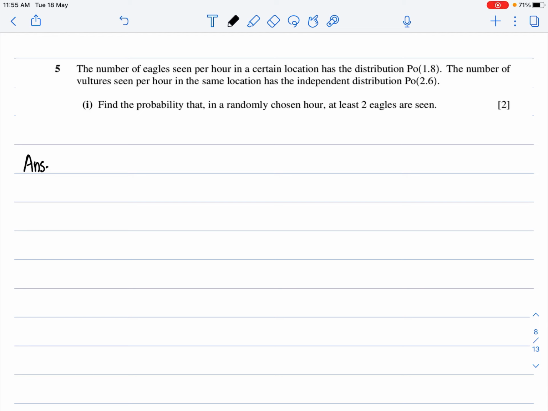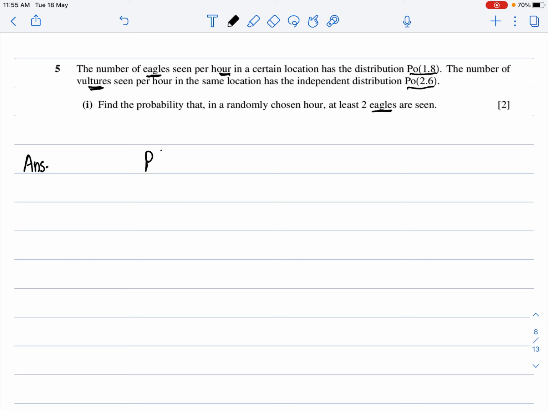This is the fifth question of the paper. So they have given us that the number of eagles seen per hour in a certain location has a Poisson distribution with lambda 1.8. The number of vultures seen per hour in the same location has a Poisson distribution with lambda 2.6. So find the probability that in a randomly chosen hour, at least two eagles are seen.